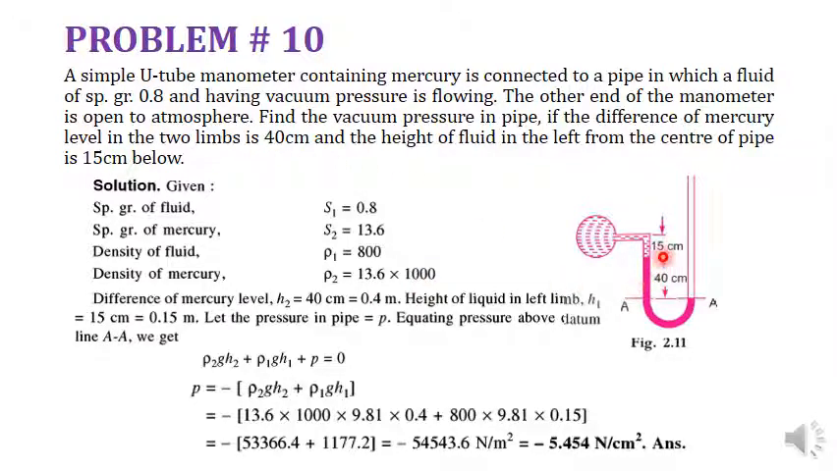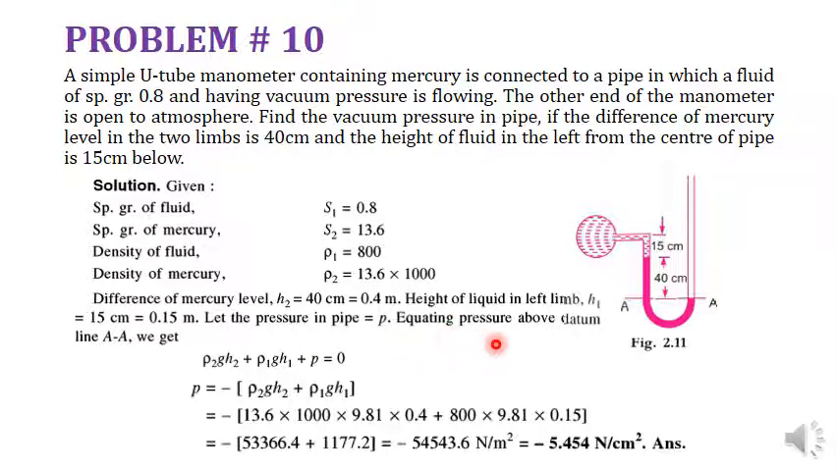Now the second case is that the heights are given. The manometric fluid gives you 40 centimeter, and in the left limb, the height of the liquid for which the negative pressure needs to be determined is 15 centimeter. So now the difference of the mercury level H2 is equal to 40 centimeter, which is 0.4 meter. The height of the liquid in the left limb H1 is equal to 0.15. Both values are given. Let the pressure in the pipe be equal to P.